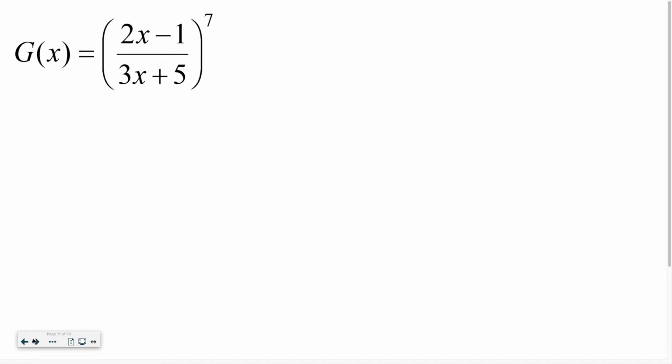Okay. Do we have a composition function? We have a quotient inside of the 7th power. Okay. So let's take care of our outside function first. That's the easy one, right? Our outside function. Drop the power.